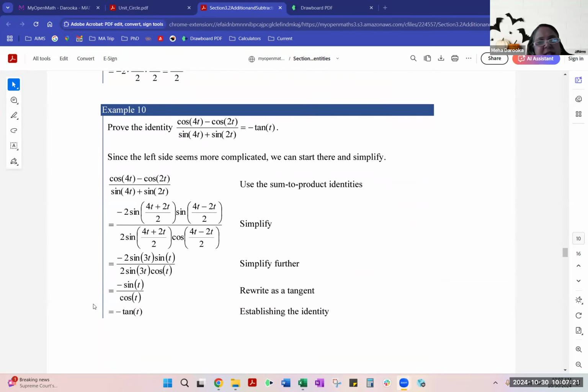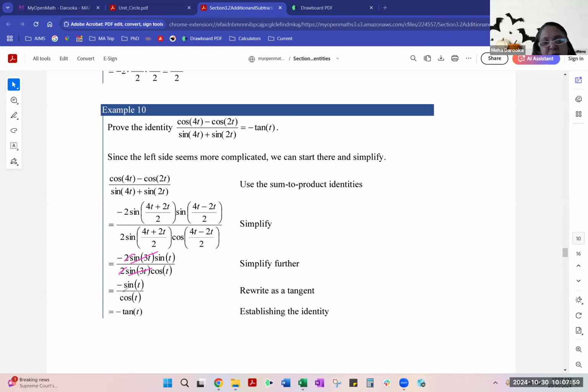So using that, you can see we now have +2 sine of, same thing, 4t plus 2t over 2. So that's 6t divided by 2, which will also end up becoming 3t. And then cosine of 4t minus 2t will be 2t divided by 2, which again cleans up into just a single t. Now, once we have this identity cleaned up, then you can see we have a sine of 3t on the numerator, sine of 3t on the denominator, so they will cancel each other out. We have a 2 on the numerator, a 2 on the denominator, so they will cancel each other out.